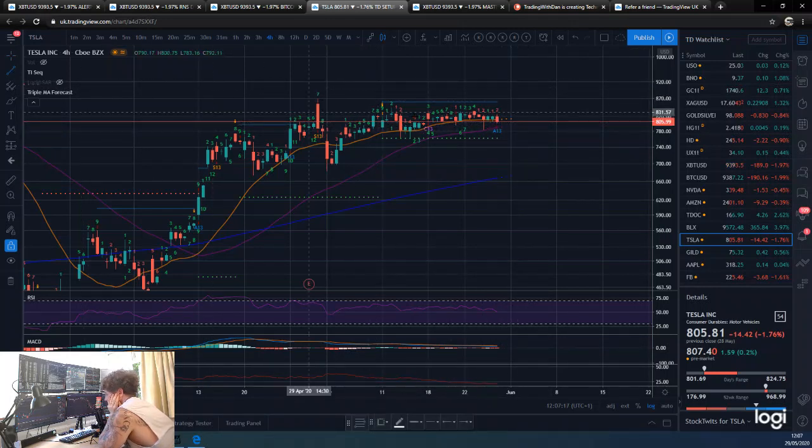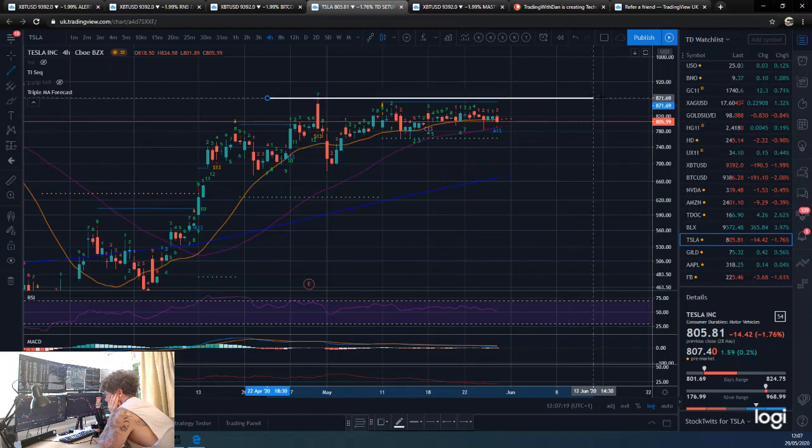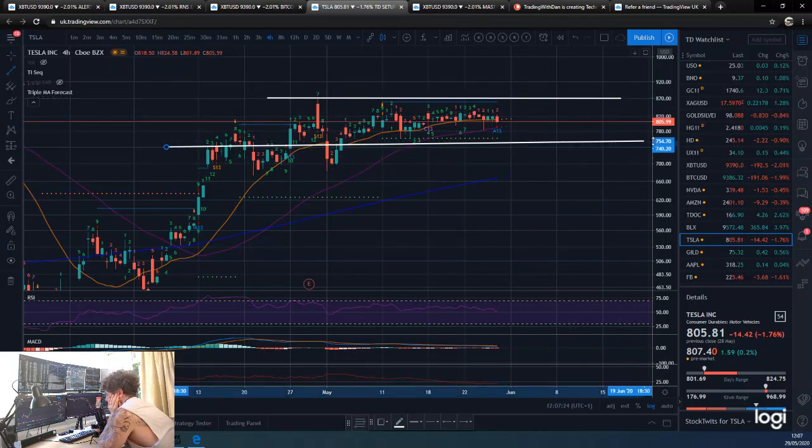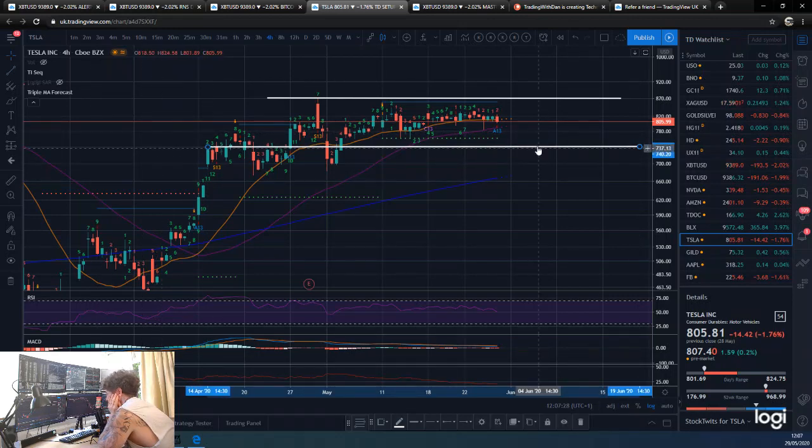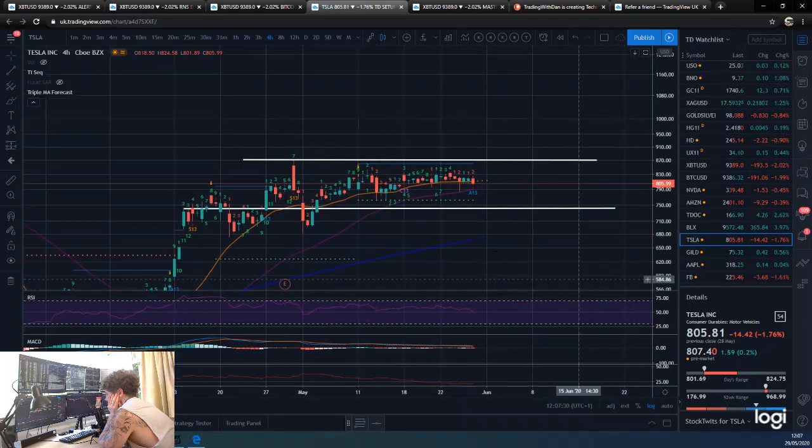I mean, to be honest, we could probably draw it on. We'll draw the range on Tesla. We'll give it a bit of a wide berth. And yeah, this is what we're really looking at. Are we going to go up? Are we going to go down? Let's draw some nice little arrows on.